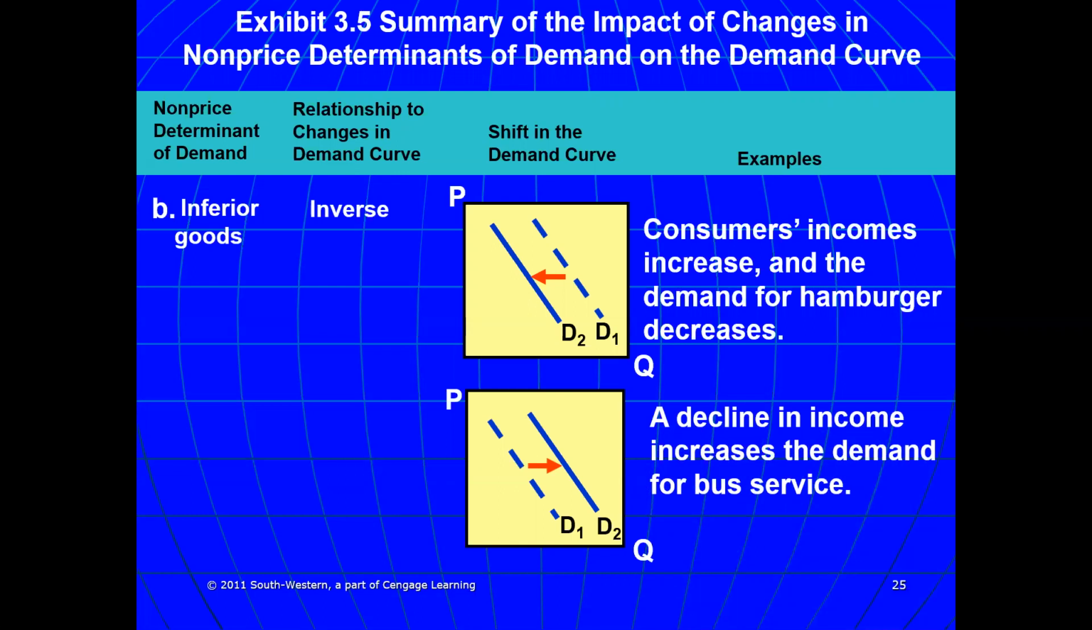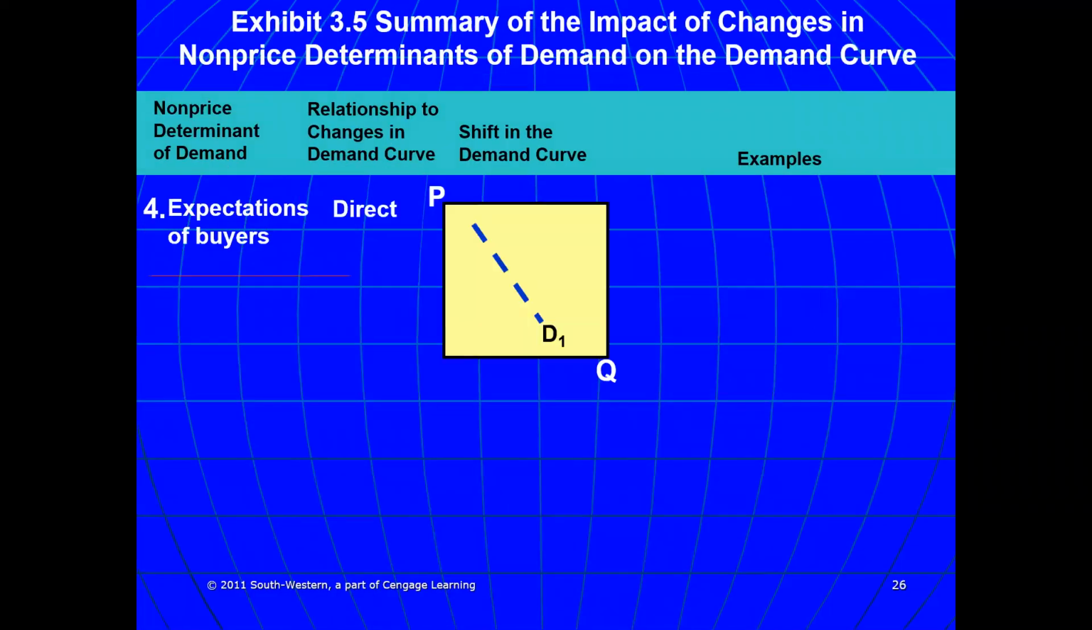So compare and contrast inferior and normal goods. Inferior goods, if there's a decline in income, then yes, we're going to be buying more ramen noodles. Yes, we're going to be riding the bus more. So it depends, right? The relationship between income and your demand for a product is going to depend on whether it's an inferior or normal good. And it's also going to depend on what your income is doing, if it's going to increase or decrease.